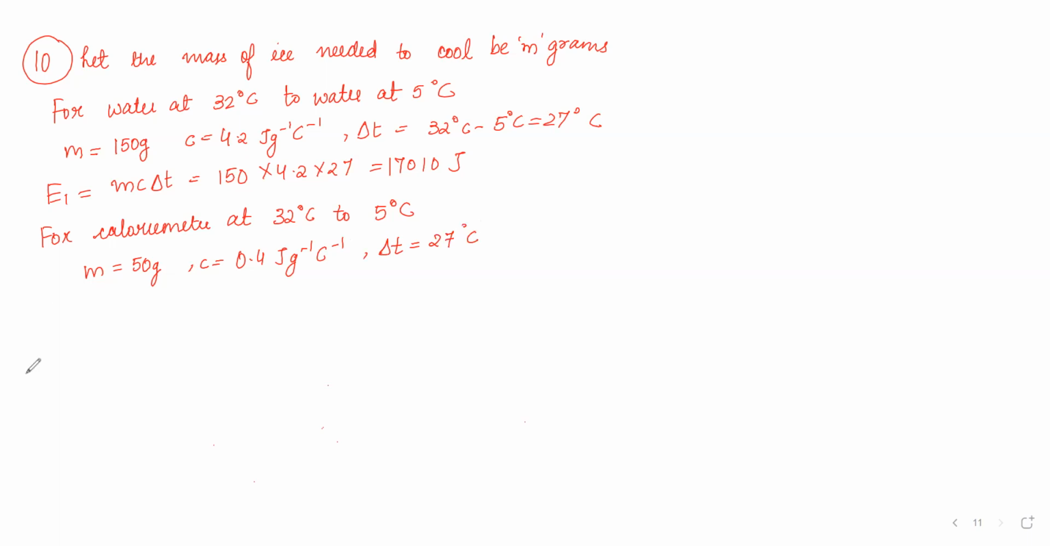So energy E2, the energy released, will be equal to mc delta T. You can take this mass as maybe m1 because we are using m all the time. Okay, so this is 50 into 0.4 into 27. How much will this be? 50 into 0.4 is 20, into 27. So we are getting 540 joules. Okay, so this is the total. And then we will come to ice.